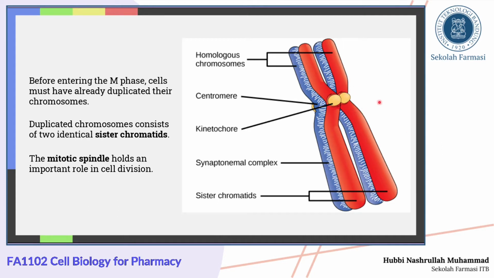During mitosis, the two sister chromatids are split apart, and each chromatid is pulled to opposite ends of the cell. One of the most important structures involved in this process is the mitotic spindle, which we will also discuss in this video.